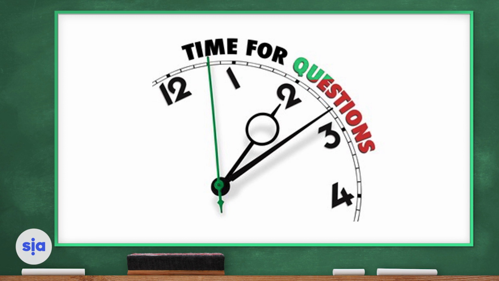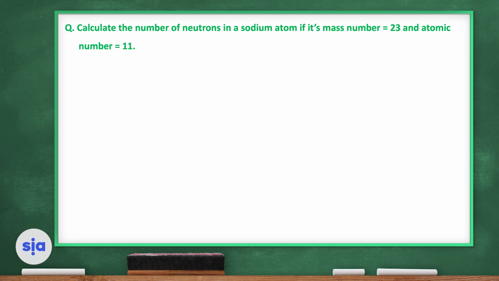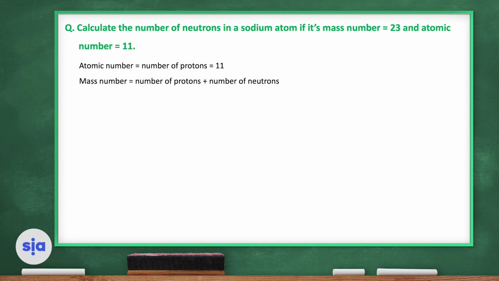Time for questions. Can you calculate the number of neutrons in a sodium atom if its mass number is 23 and atomic number is 11? The atomic number, which is 11, is equal to the number of protons. And we know that we can get the number of neutrons by subtracting the number of protons from the mass number. So 23 minus 11 equals 12 neutrons.